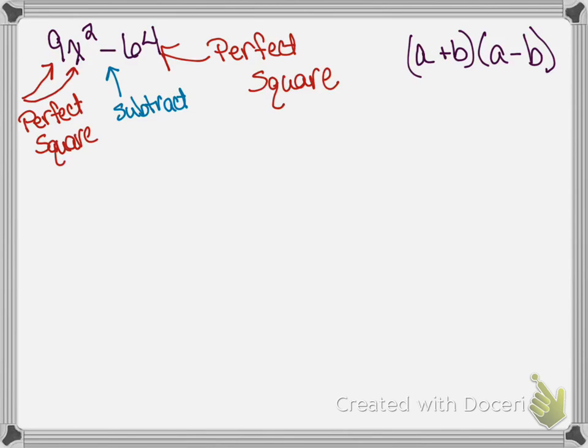So first, what is the square root of 9? What's the square root of 9? 3. What's the square root of x squared? Good. What's the square root of 64? 8. Okay, so I'm going to write this down twice. One of them has to be what, and the other one has to be what? Excellent. Positive and a negative. Now remember, that only works when you've got two perfect squares subtracted by each other. Okay?